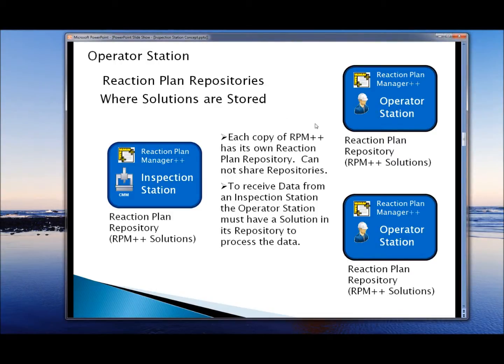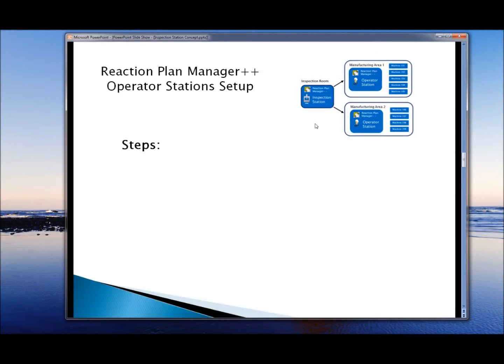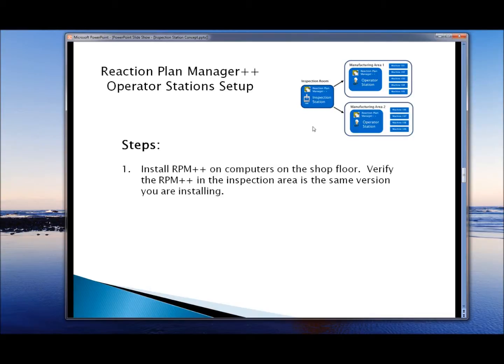Let's go through the steps to actually set up an operator station solution. I've outlined some steps to make it easier for you to follow. It's really not that difficult of a process. The first step is to install the Reaction Plan Manager++ on the computers on the shop floor. Verify that the Reaction Plan Manager++ in the inspection area is the same version as the one you're installing on the floor.